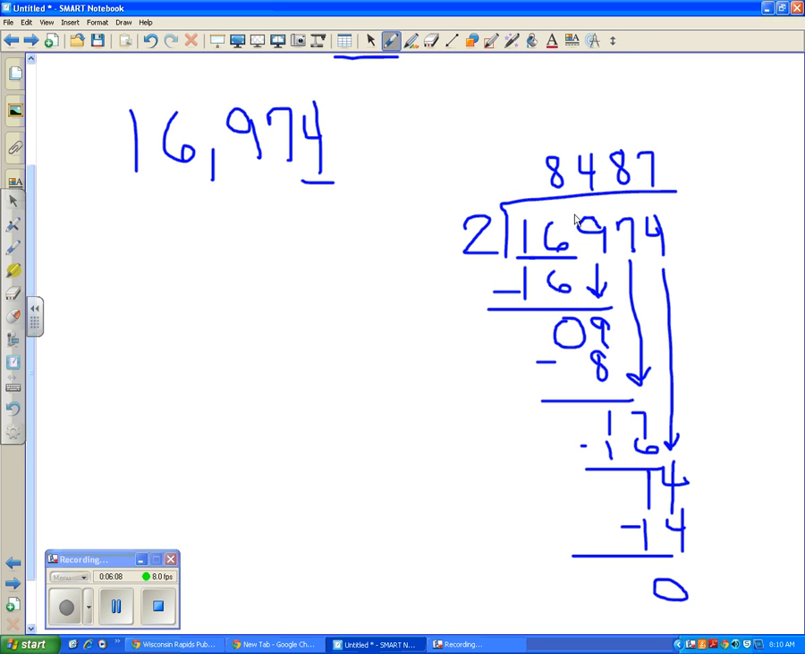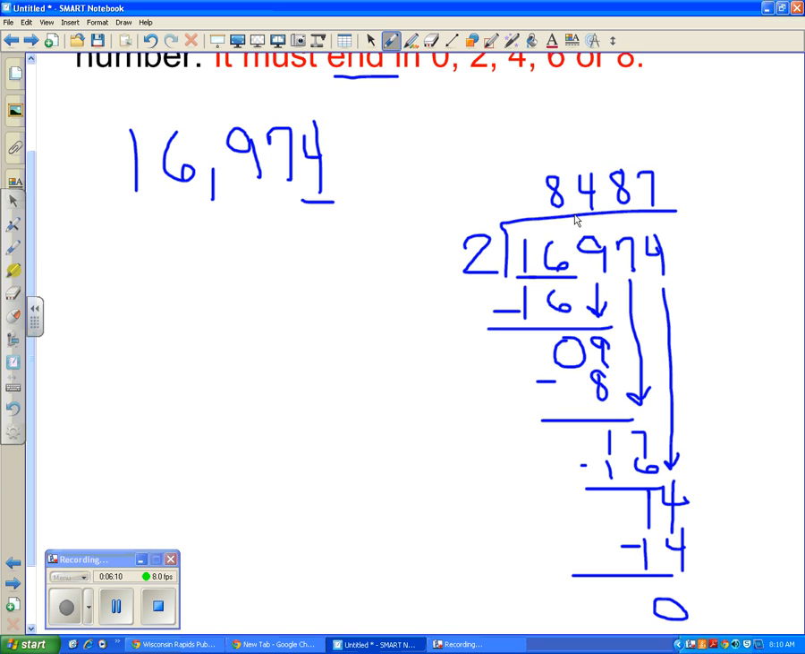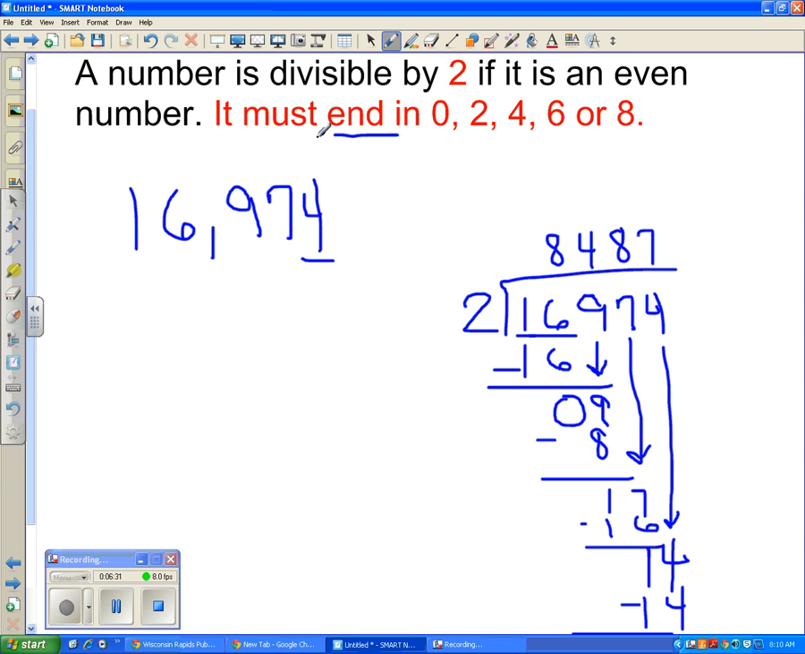So again, according to the definition of divisibility, a number is divisible by another number when it divides evenly and has a remainder of 0. So this does divide evenly. As we can see, it has a remainder of 0. Therefore, 16,974 is in fact divisible by 2.